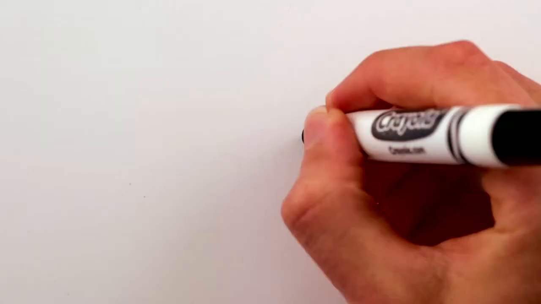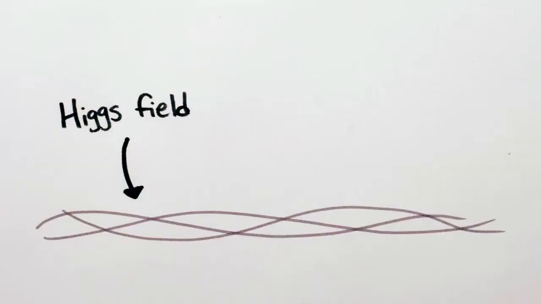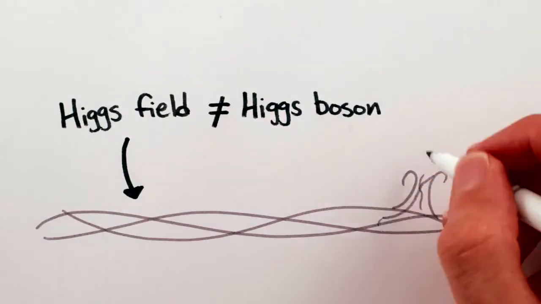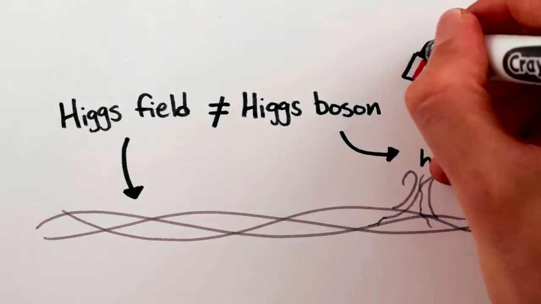Let's cut to the chase. How does the Higgs field give particles mass? And to be clear, we're talking about the Higgs field and not the Higgs boson, which is merely an excitation left over after the process we're about to explain. But I digress. Back to mass.